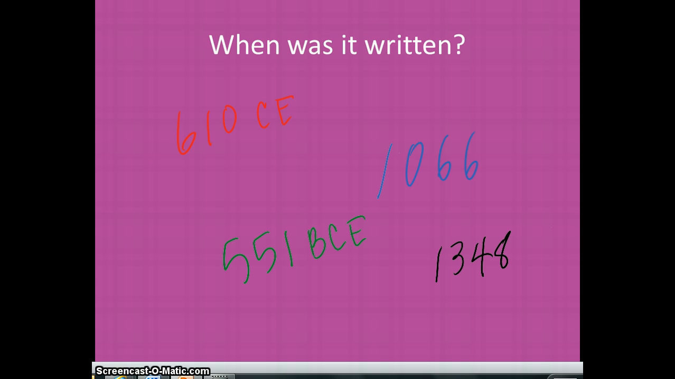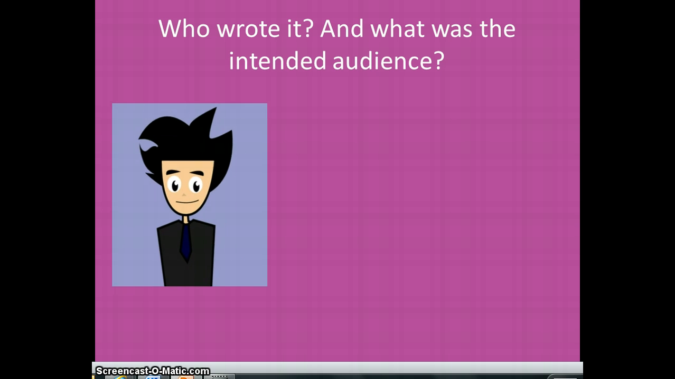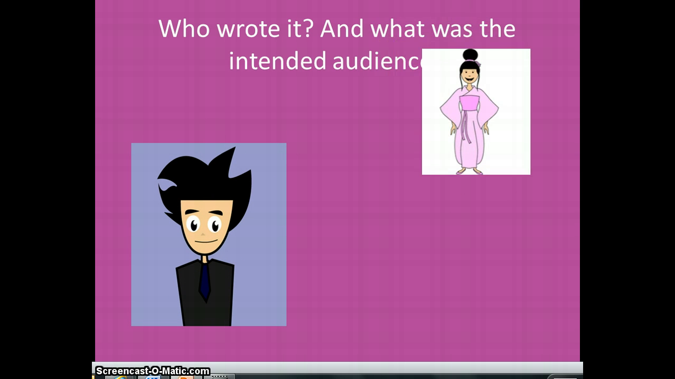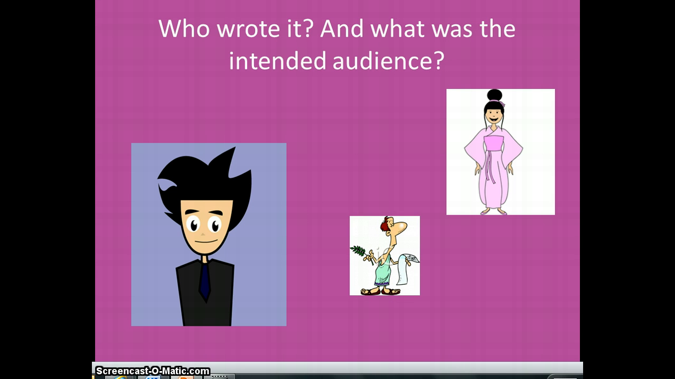The next thing you need to make note of, when was the document written? What was going on in this time period? The next thing to note, who wrote the document, and I don't mean just what was the person's name. Were they male? Were they female? Were they young? Was that person old? And what was the intended audience? To whom was this person speaking? That's all of step one.